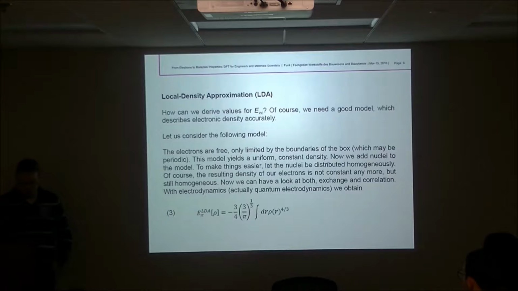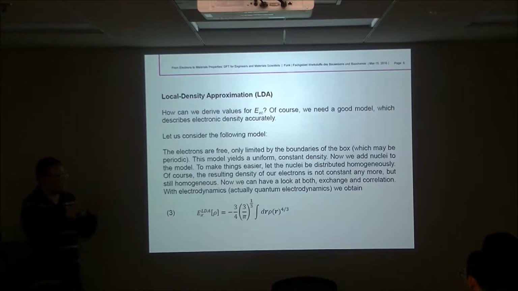Yes. So let us just consider the following. Start with something simple. The electrons are free particles in a box. So it's only limited by the boundaries of this box, which, by the way, can also be periodic, so that in principle we emulate something which is infinite. Now, this yields a uniform and constant density, right? If we do not have any other potential, our density is uniform and constant in any portion of space. So wherever we integrate any portion of space, we just get the same value.